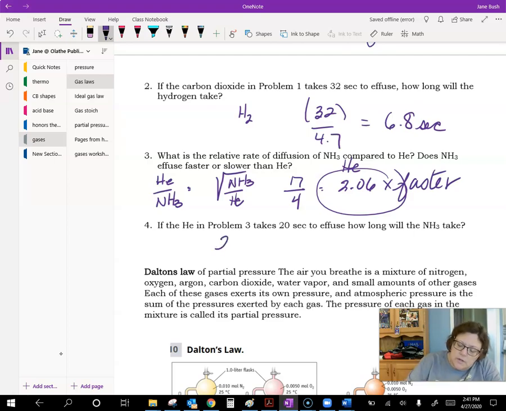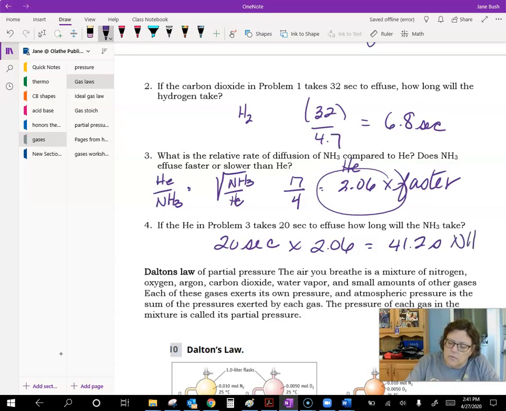So if it takes 20 seconds for helium to diffuse, if we multiply that by 2.06, that means it should take 41.2 seconds for the ammonia to diffuse, because it's that much slower. All right. The basic point you need to understand, though, is the heavier it is, the longer it's going to take to diffuse. That is what you need to know.